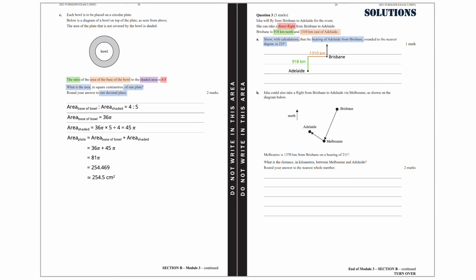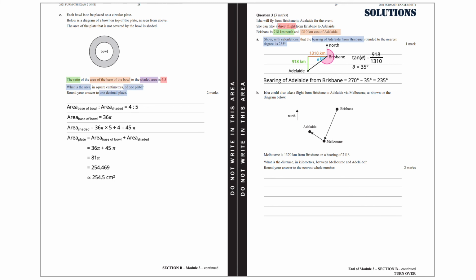We are going to draw the north at Brisbane. We draw the direct distance from Adelaide to Brisbane, and here is the bearing of Adelaide from Brisbane. Now we need to calculate angle theta inside of the right angle triangle formed. So tangent of theta equals 918 divided by 1310. Therefore, theta equals 35 degrees. So the bearing of Adelaide from Brisbane equals 270 minus 35 degrees equals 235 degrees.